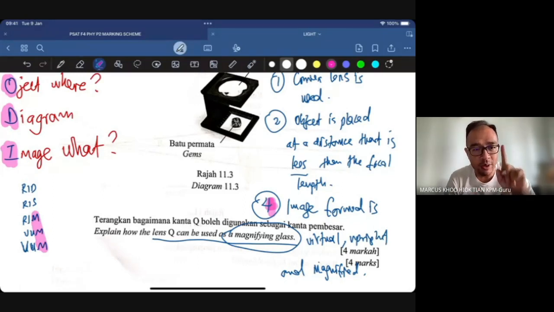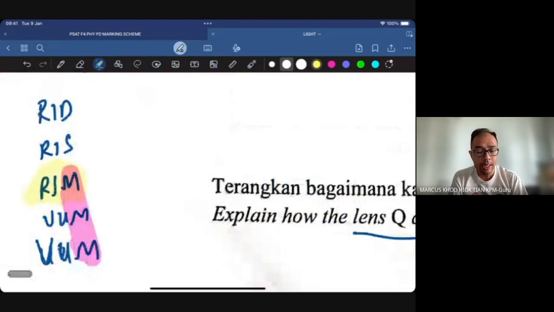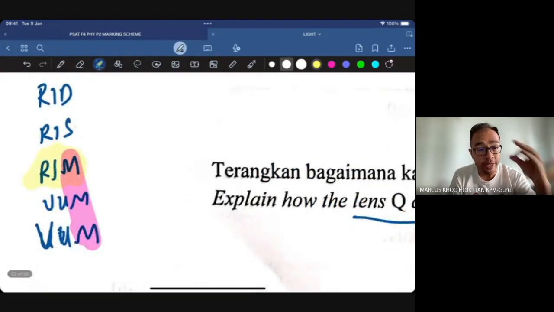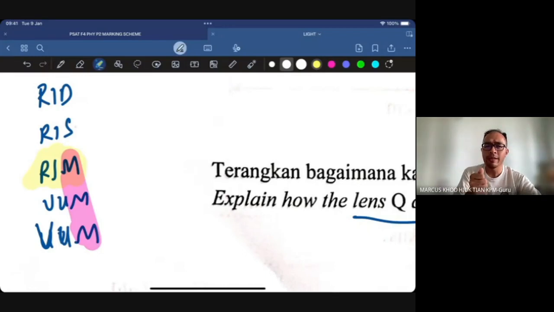Okay, Isaac, 1 minute. Let me answer this first. The question is, why are we not using the RIM? The problem with the RIM is that the image is real and inverted. You want to use a magnifying glass, but you do not want the image to be upside down. If the pen is like this, when you magnify it, the green colour part is still on top, not at the bottom. So we don't want an inverted image. Although it's magnified, we don't want it inverted. We want it to be upright.